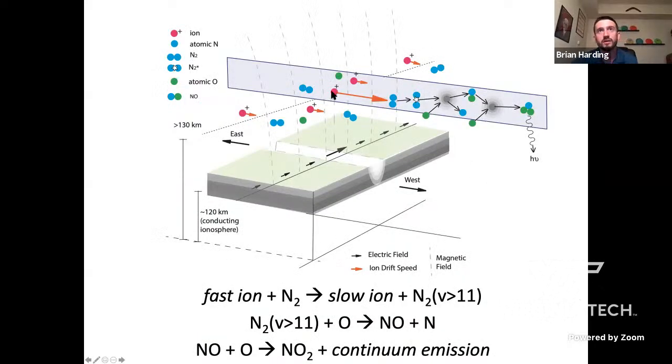So just to put it all together, we know that there are these fast ions in SAIDs. That runs into an N2 here in blue, which becomes vibrationally excited, and the rest is neutral chemistry. Okay, no ionosphere involved at all. So if this idea holds up, it's really a new mechanism to create light in the upper atmosphere, and it could explain STEVE.